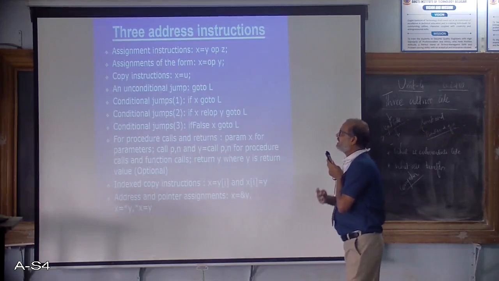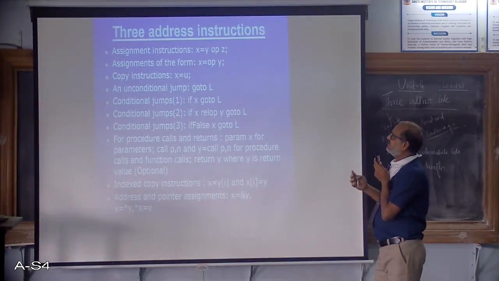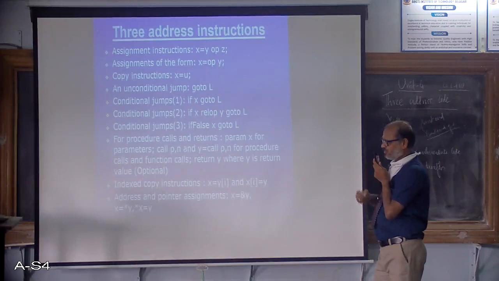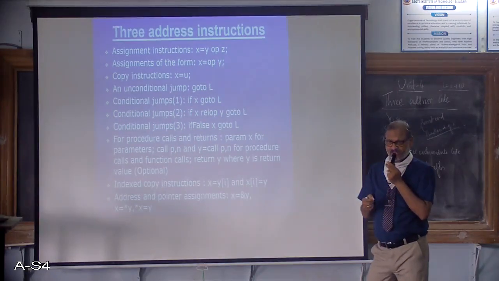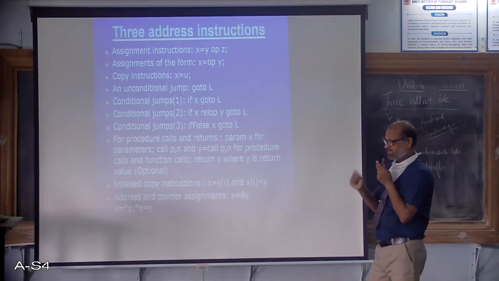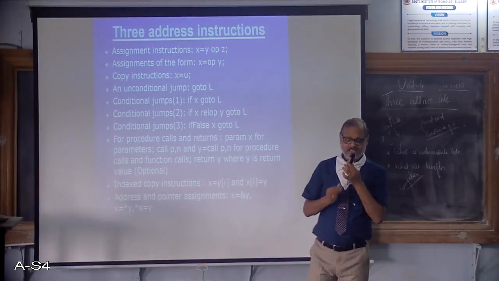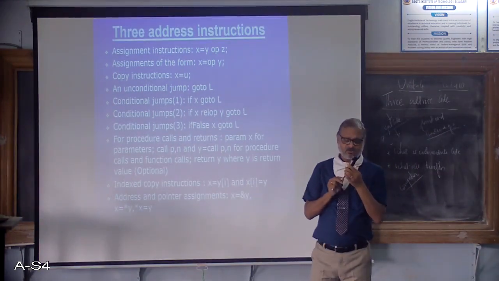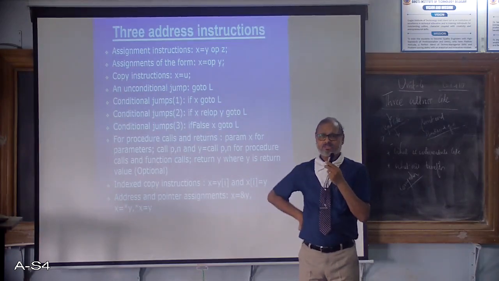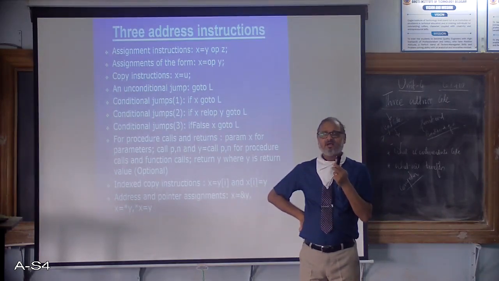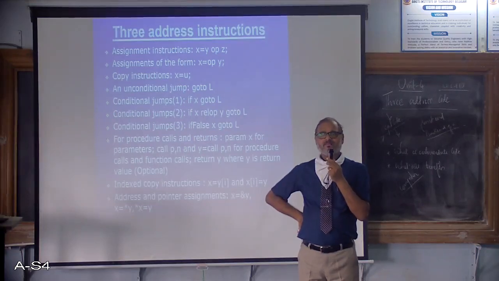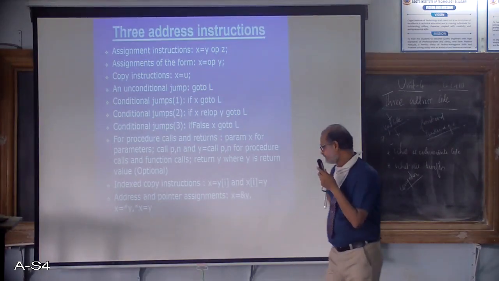So like this, we can have several types of three address codes. Whenever a source statement undergoes a compilation process, every statement is converted into a sequence of three address codes. The purpose of generating the three address code is intermediate code generation of a source program, which is going to help the compiler to perform some kind of optimization, like independent optimization or dependent optimization.